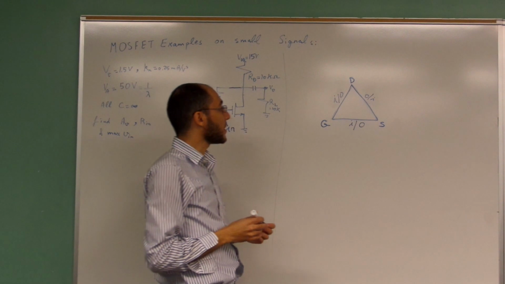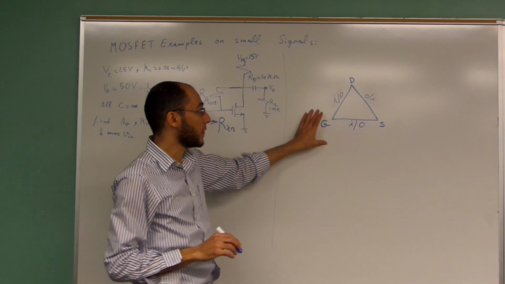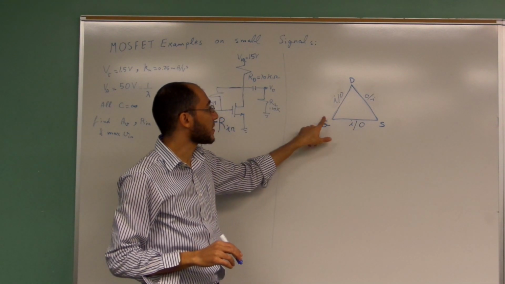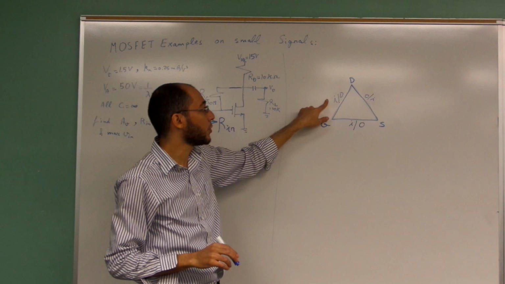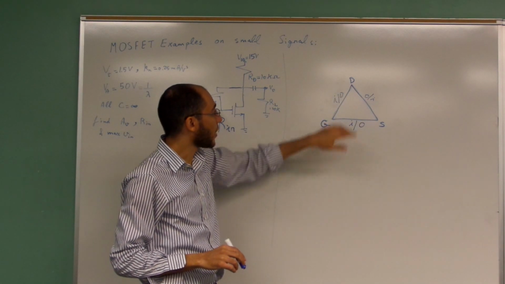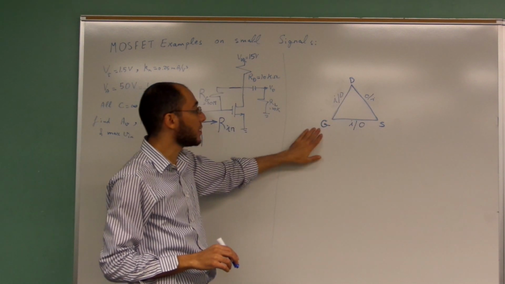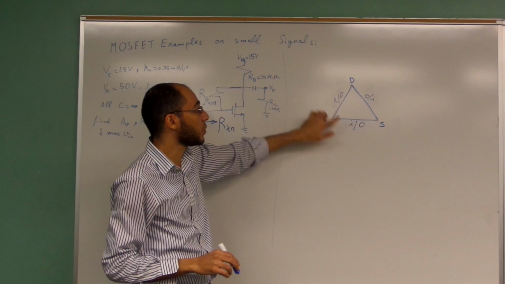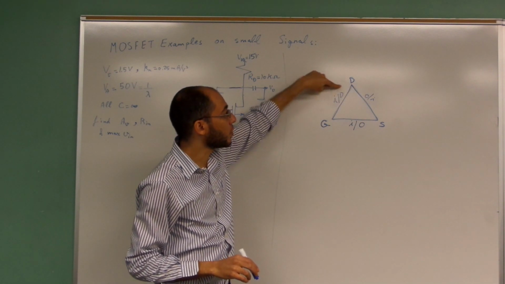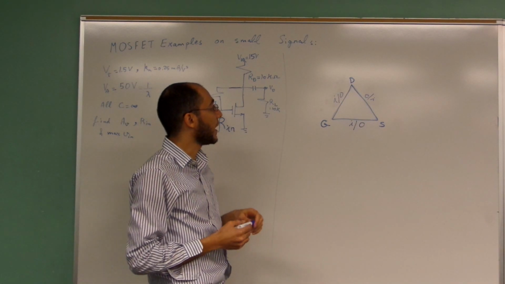The one thing you need to take care of is that when we have a common source, the gate is the input and the drain is the output. When we have a common drain, the gate is the input and the source is the output, which means that the gate cannot be an output. The gate is always an input. Similarly, the drain cannot be an input. It's always an output.